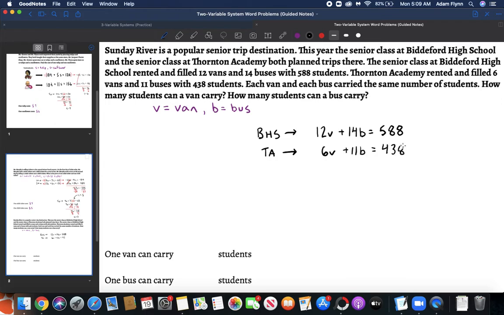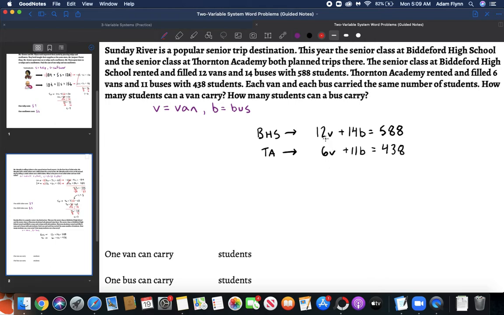Keep in mind this is a hypothetical situation. I can't imagine, unless there's some sort of baby boom, there being 588 students in the Biddeford High School graduating class in the near future.